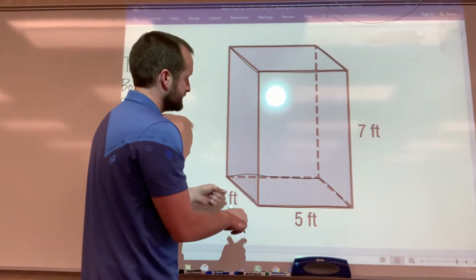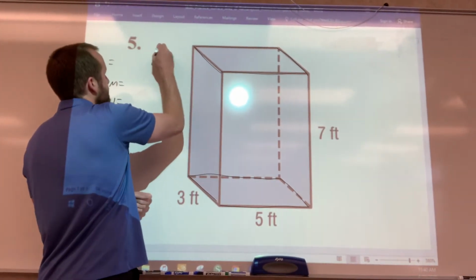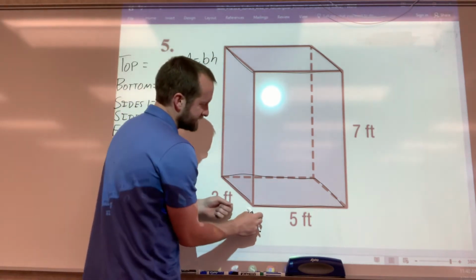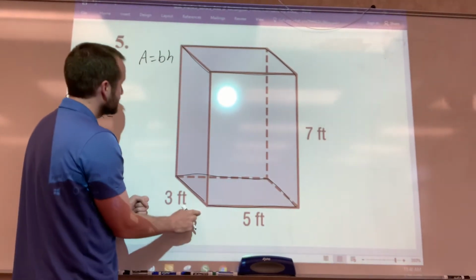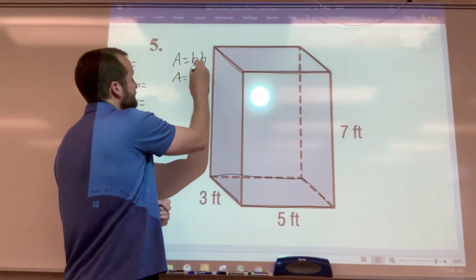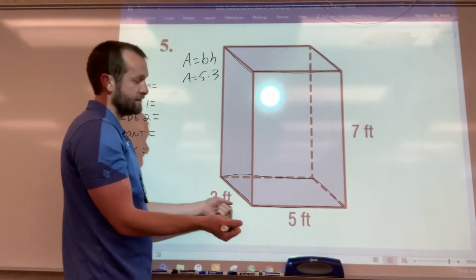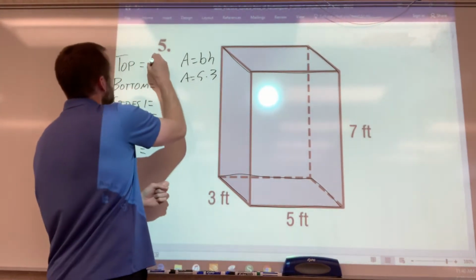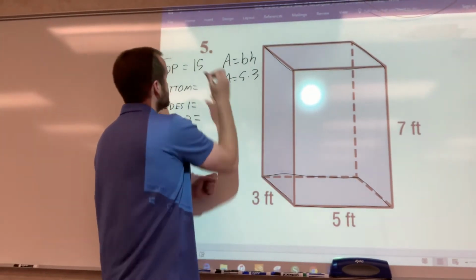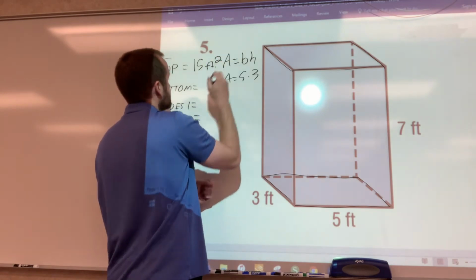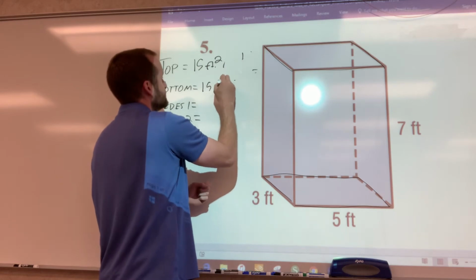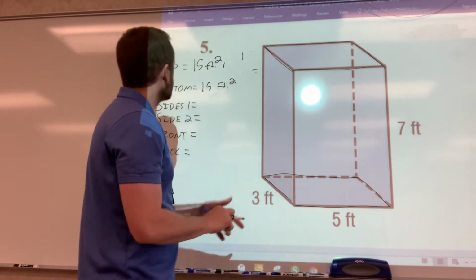Okay, so let's see. It's a parallelogram, so the area is going to equal the base times the height. Looks like the base of this thing is 5 and the height is 3. So the area equals 5 times 3, which is 15 feet squared. So the top and the bottom both have an area of 15 feet squared. I'm going to write that down for both of those. We got 15 feet squared for both of those. Okay? So we're done with the top and the bottom.